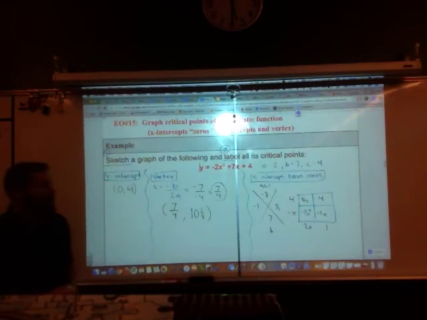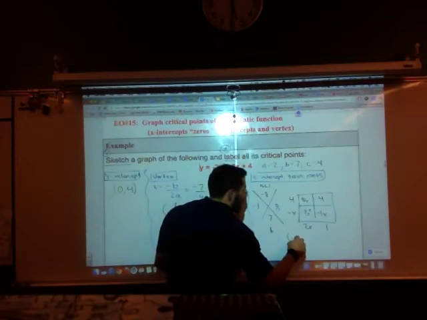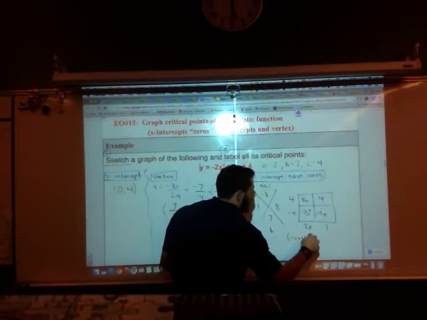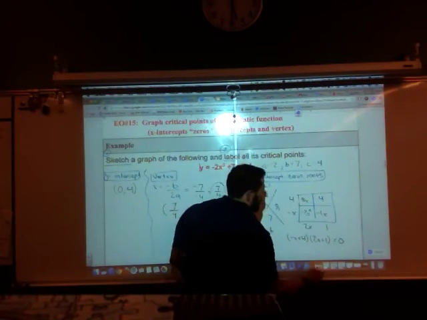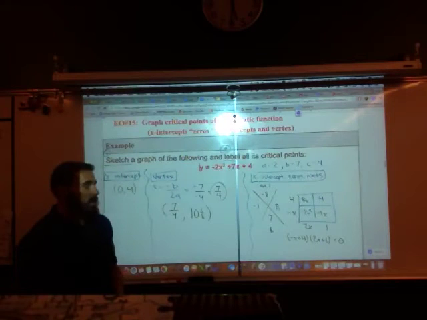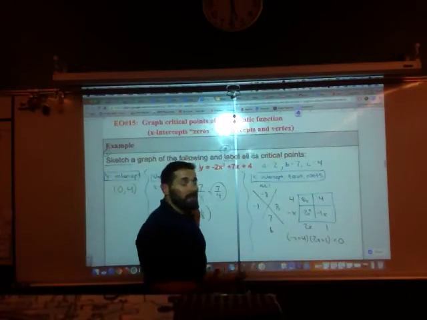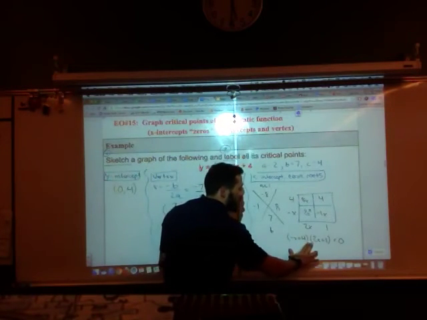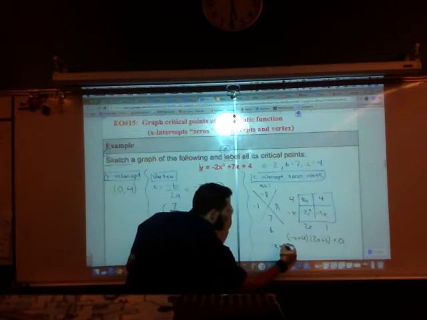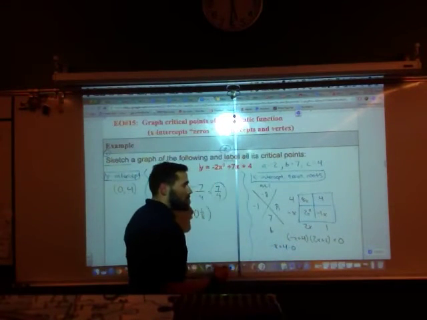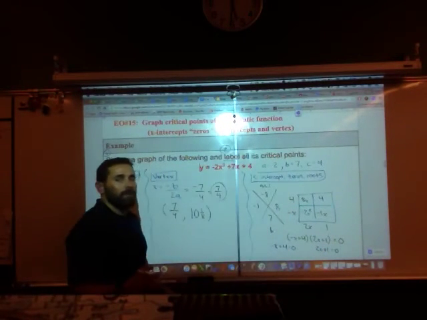So now that I have that, I can actually go ahead and find the x-intercepts. I would have (-x + 4)(2x + 1), and I'll set that all equal to 0 so I can find the x-intercepts. Okay, so we'll use the zero product property. That means if any of these is 0, I get a 0 out. So I'm going to pretend that -x + 4 is equal to 0. I'm also going to pretend 2x + 1 equals 0. I'll solve each of those.